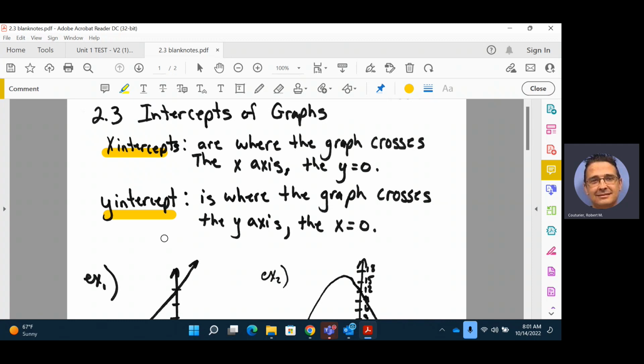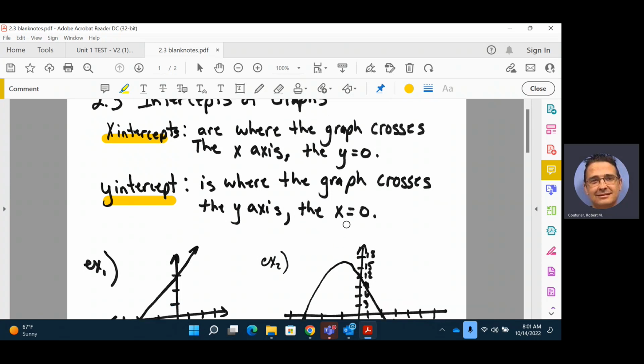In turn, reverse it. We're looking at the y-intercepts. Well, this is where the graph crosses the y-axis. And in that case, where the y-axis crosses the graph, the x-coordinate is 0. So you always want to think about it like an ordered pair, because a lot of times they will ask us to write the x and y intercept as an ordered pair. And we have to make sure that we do this correctly.